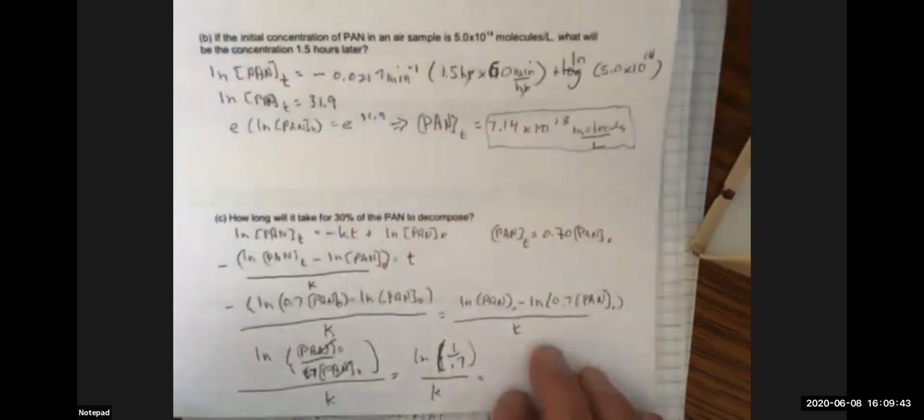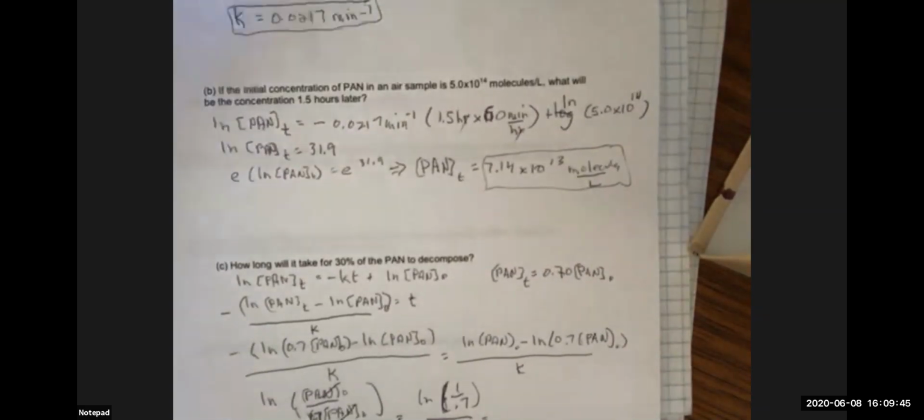Let's see what that's going to look like. 1 divided by 0.7 comes out to be 1.42. If I take the natural log of that, I get 0.35. 0.35 divided by k, which we said was 0.0217 per minute, equals 16 minutes.